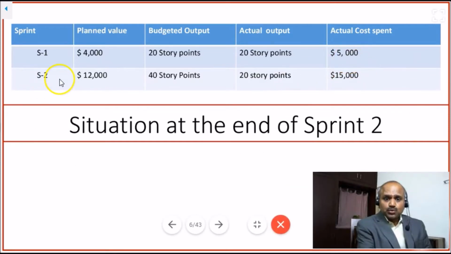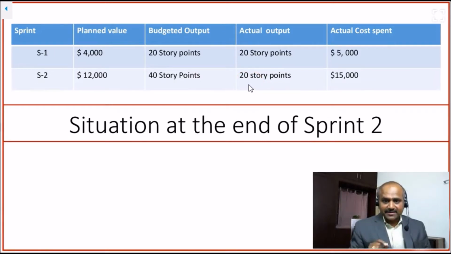In sprint 2, we planned $12,000 and expected 40 story points worth of work. At the completion of the second sprint, the team completed only 20 story points worth of work. That means there's a 50% achievement, 50% completion of the planned work. So instead of 40 story points, only 20 story points worth of work was completed, and $15,000 is what we actually spent out of our pocket. So this is the situation at the end of sprint 2.